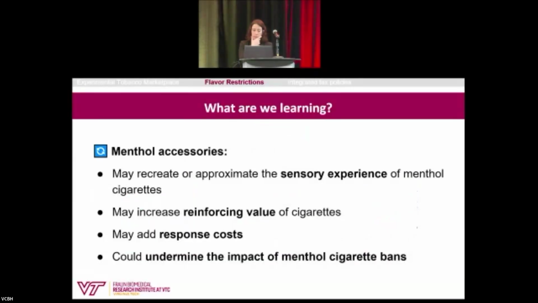Menthol accessories may recreate or approximate the sensory experience of menthol cigarettes. They may increase the reinforcing value of cigarettes. At the same time, using these products may add response costs, such as extra time or steps that we need to explore and understand better in which conditions individuals would use these products. And overall, menthol accessories have the potential to undermine the public health impact of menthol cigarette bans.